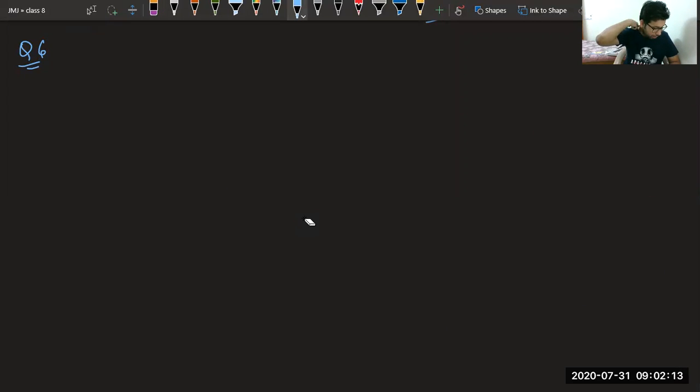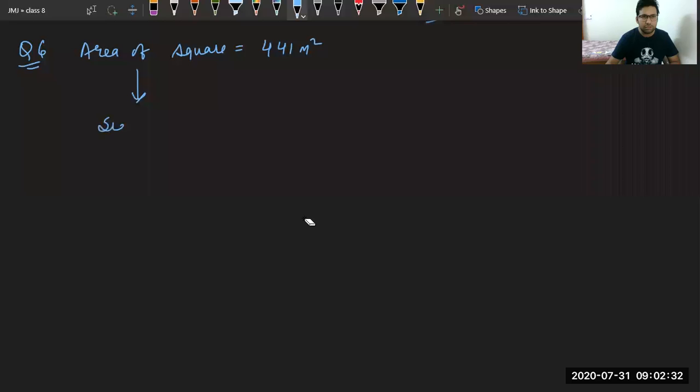Yes. Question number 6 is: find the length of side of a square whose area is 441 meters square. Area of square is given to you: area of square is equal to 441 meters square. We all know the formula of area of square is side square, or side into side. I hope you know this formula, Harshul.